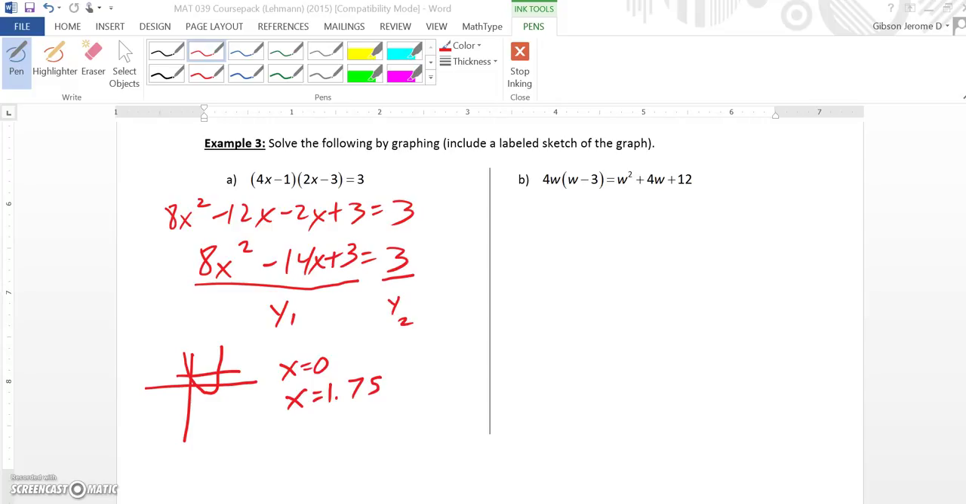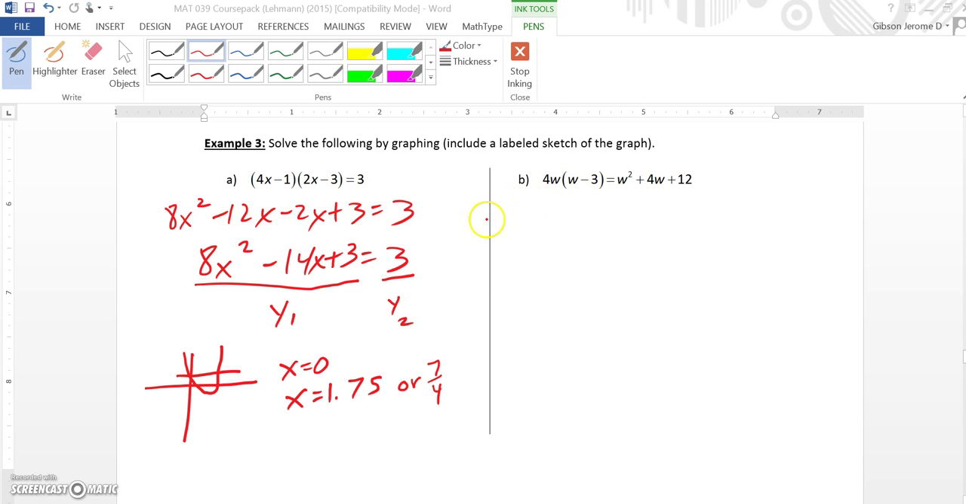Okay, class, picking up where we left off, we had x is 0 and also x is 1.75, or you could have written it as 7/4. Now we come here to b. We basically set b up the same way we did here.